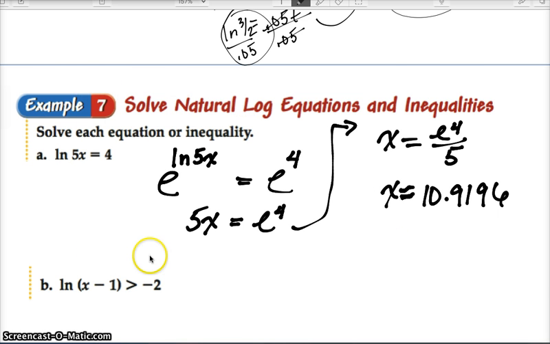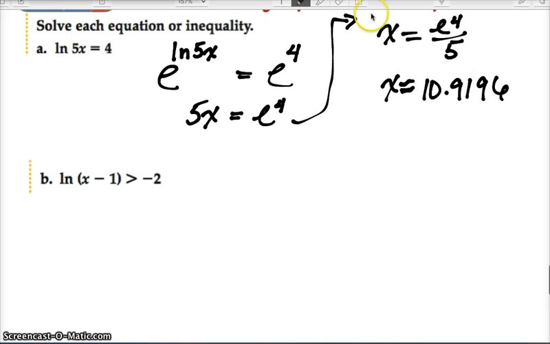All right, let's go ahead and check out this last portion of the example. What we have here is an inequality, and we're going to handle it much like we handled this problem. So if this number is greater than this number, then e to this power, to the power of the natural log of x minus 1, has to also be greater than e to the negative 2 power.